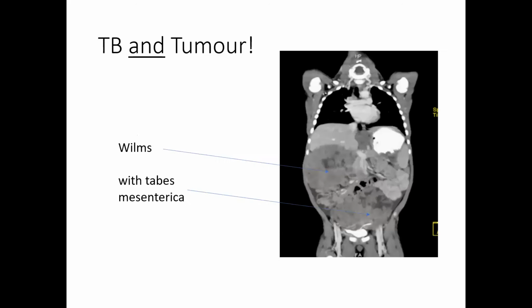And of course, TB and tumour do occur together very frequently. Here is a child with a Wilms tumour, as you can see very clearly there. And this second mass in the lower abdomen is in fact tabes mesenterica, the thickened cake-like omentum of peritoneal tuberculosis. So again, it becomes important to be able to differentiate between the two. If we had just thought this was all nephroblastoma, the patient would not have got his tuberculosis treatment. Slide.